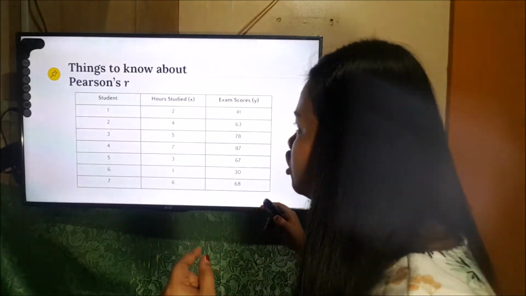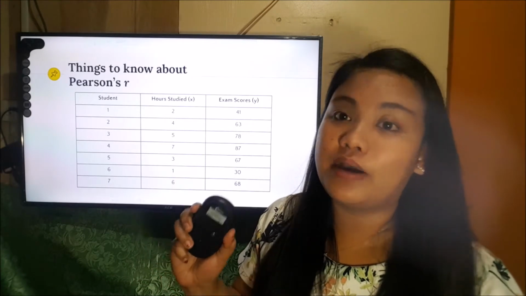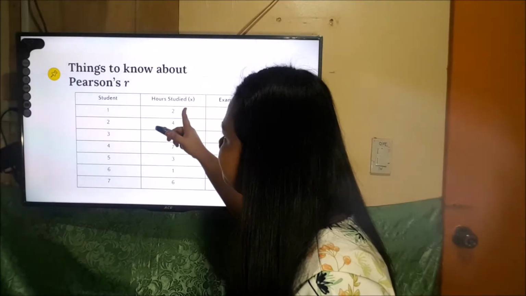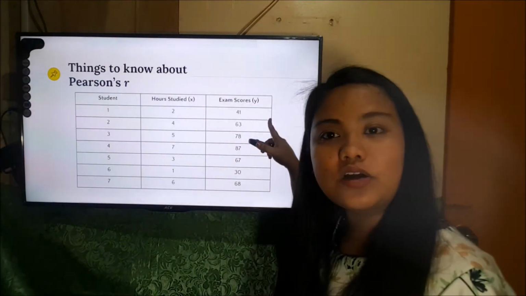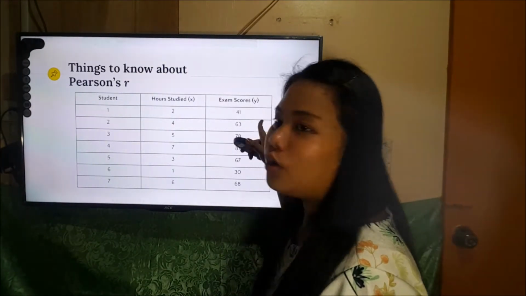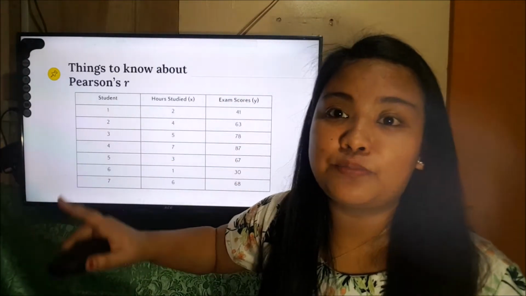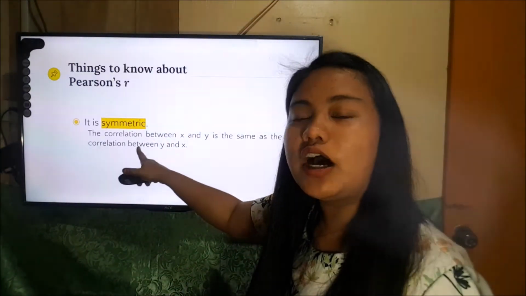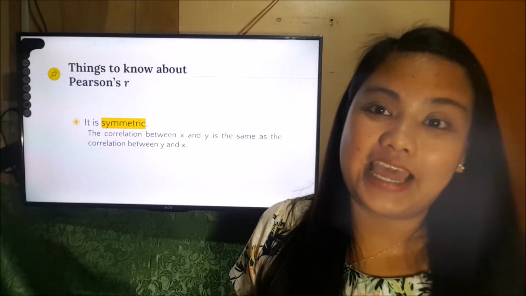Actually, the R observed of this set of data is 0.91. That indicates a positive correlation, which means that the number of hours a student spent studying is positively correlated to his or her exam score. In the same manner, his or her exam score is positively correlated to the number of hours a student spent studying. So that is what we mean when we say symmetric. The correlation between X and Y is the same as the correlation between Y and X.